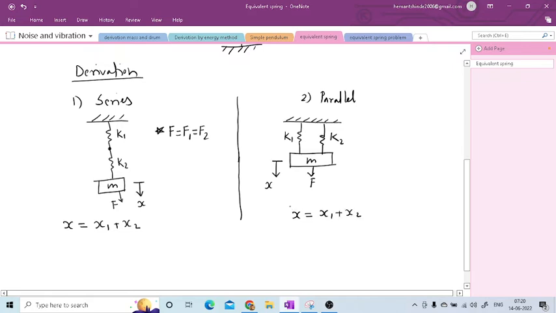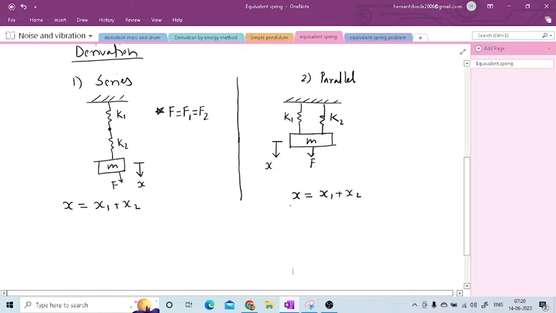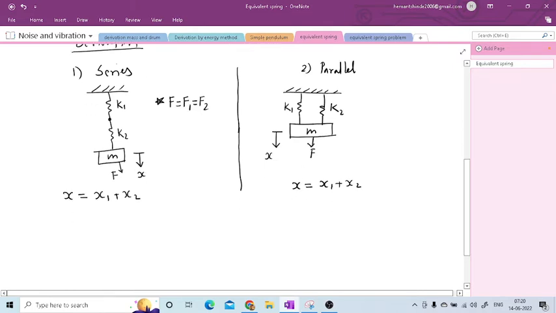Now the most important thing is, when we apply the force on this system, then the force will get divided.